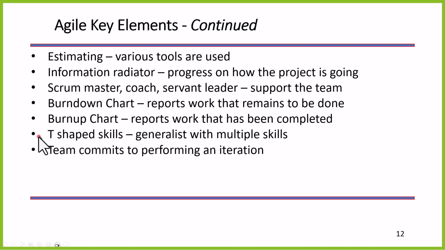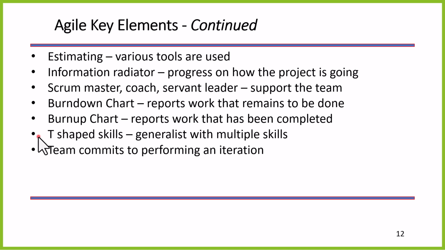Another tenet is T-shaped skills. In Agile, we want generalists. We don't want specialists, but we want generalists. We want people that can do multiple tasks, multiple skills. So the T crossbar would be their breadth of knowledge. We want someone that has a wide breadth of knowledge. The vertical bar to that T would be their depth of knowledge. And obviously, we want someone that has a very, very strong depth of knowledge.